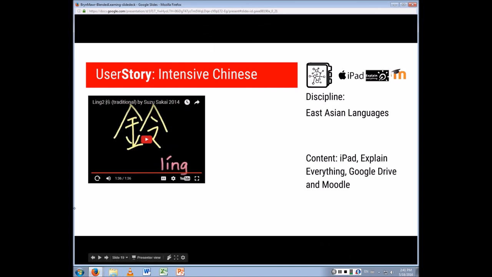So that was an example of once that project had evolved and Yaolin did much of this work and modeled it for her students, the students actually took it on and started producing their own work as well.